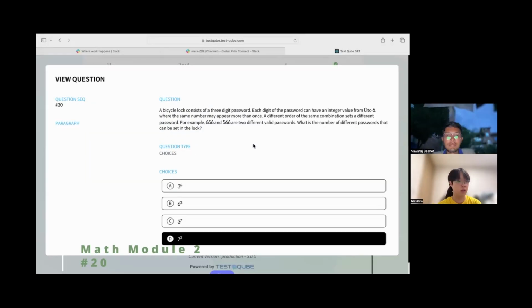Right, number 20. A bicycle lock consists of a 3-digit password. Each digit of the password can have an integer value from 0 to 6, where the same number may appear more than once. A different order of the same combination sets a different password. For example, 656 and 566 are two different valid passwords. What is the number of different passwords that can be set in the lock?